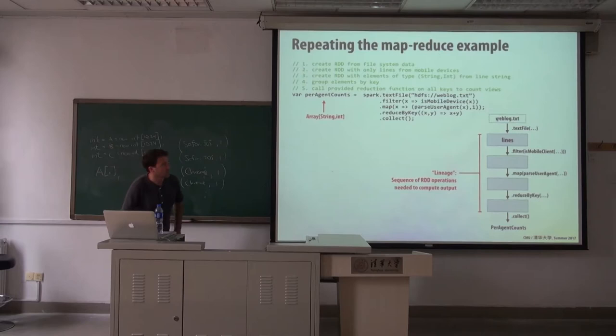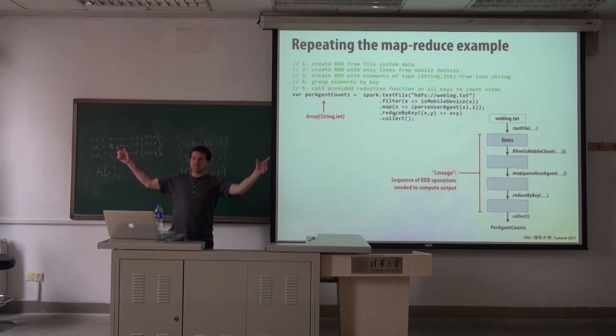So let's see. Input was a text file. I get a bunch of lines. I get an RDD that contains strings. I filtered out some of the elements. So here, for every input line of the file, I parsed out the browser, the user agent, and output a tuple, which was the browser, comma one. And then I ran one of the very few operations you can do on an RDD, which says, I want you to make a new RDD, which takes all of the elements of the RDD that have the same value at the beginning of the tuple, and I want you to put them all together in a single element.